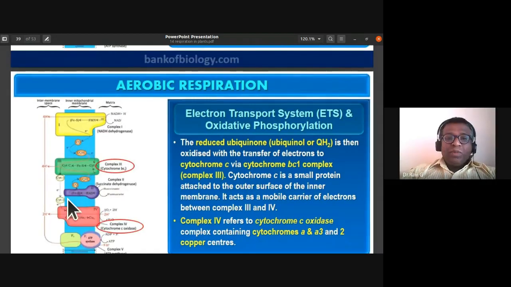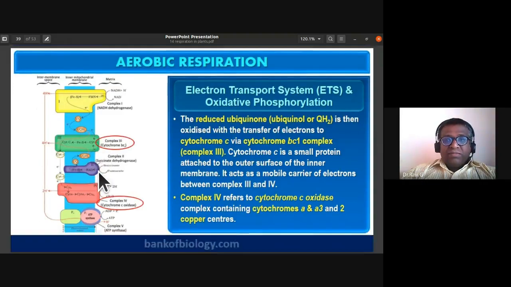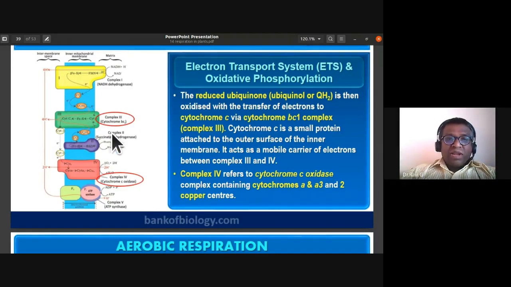The reduced ubiquinone, or QH2, is then oxidized with the transfer of electrons to cytochrome C via the cytochrome BC1 complex. So this we call complex 3.